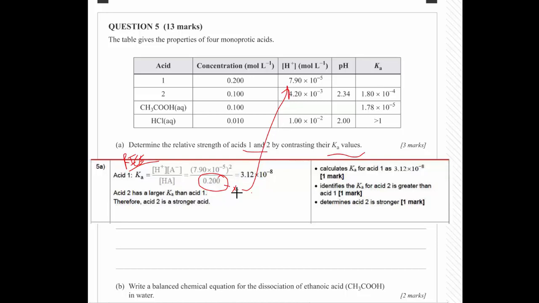And how are you going to assume the Ka is so small? Well, because the amount of hydrogen ion that comes off is insignificant. So that's a double assumption, I guess. So that should work out. Acid 2 has a larger Ka than 1. Which is all good. Okay, so I'm happy with that mark.